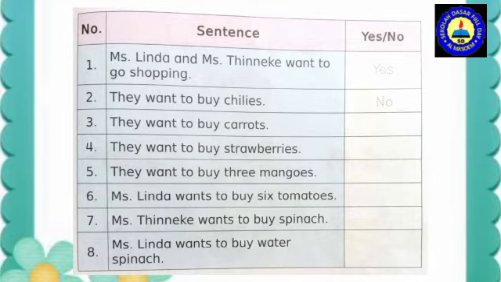Number 2. They want to buy chilies. Mereka ingin membeli cabai. The answer is no. Number 3. They want to buy carrots. Mereka ingin membeli wortel. Number 4. They want to buy strawberries. Mereka ingin membeli strawberry. Number 5. They want to buy 3 mangoes. Mereka ingin membeli 3 mangga.